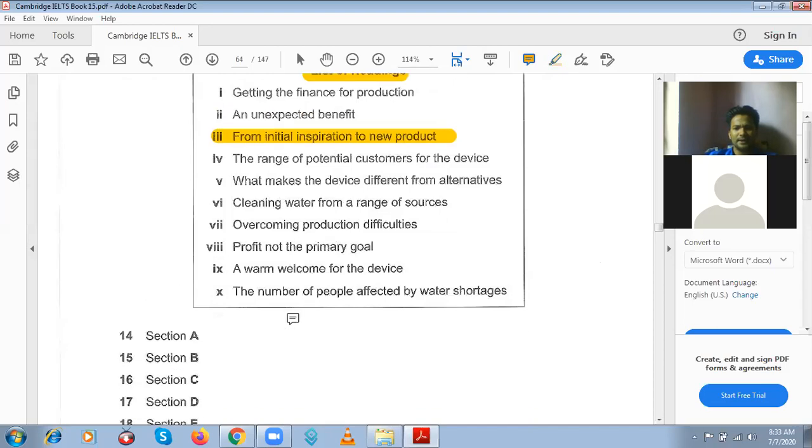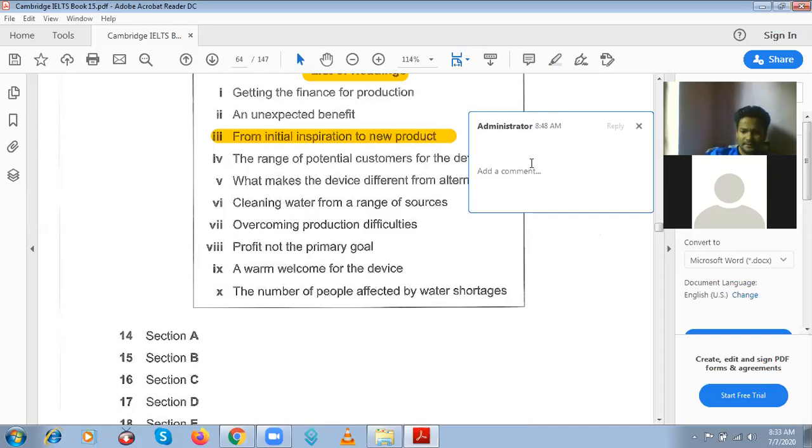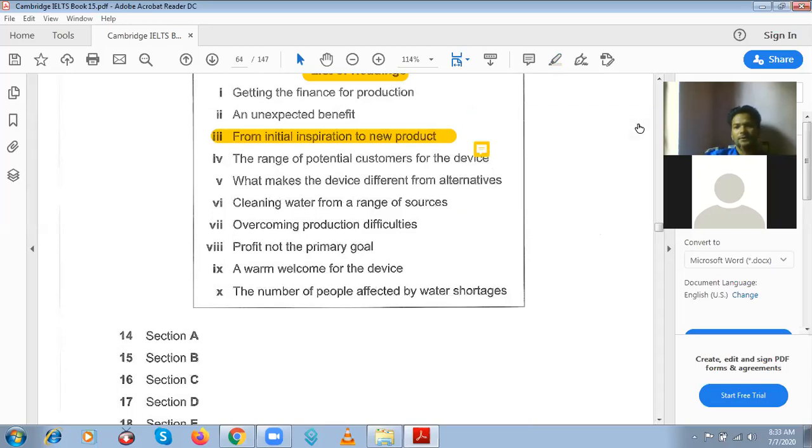Then this is question number 14. I am just going to write 14 here. Have you written the answer to question 14? Yes, sir. The answer is, from the initial inspiration to the new product. It's 14. We have used this heading.